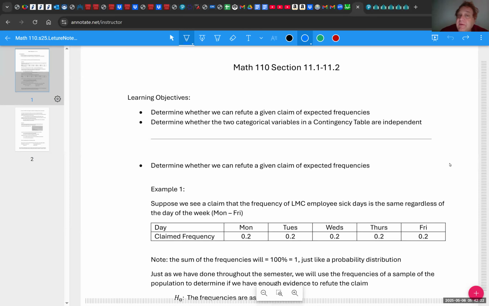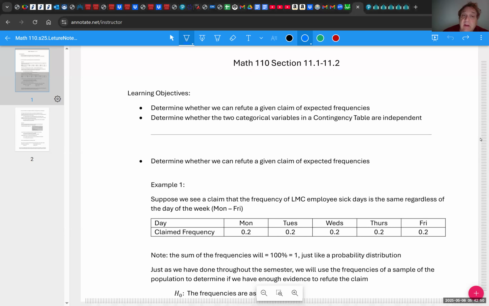Hello and welcome. This video is for sections 11.1, 11.2. The main learning objectives are to determine whether we can refute a given claim of expected frequencies, and also to determine whether the two categorical variables in a contingency table are independent. With that, let's just get going on some examples so you can start seeing what this is, and I can make some definitions and explain a little bit about the procedure.